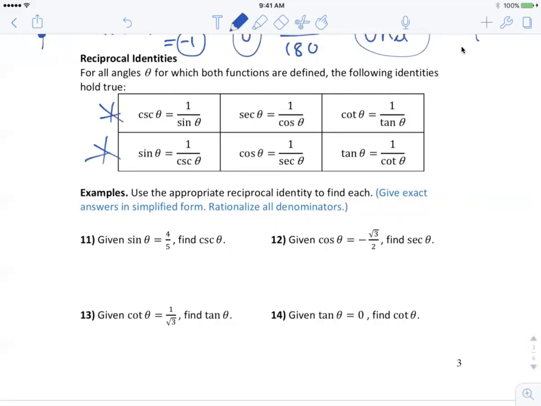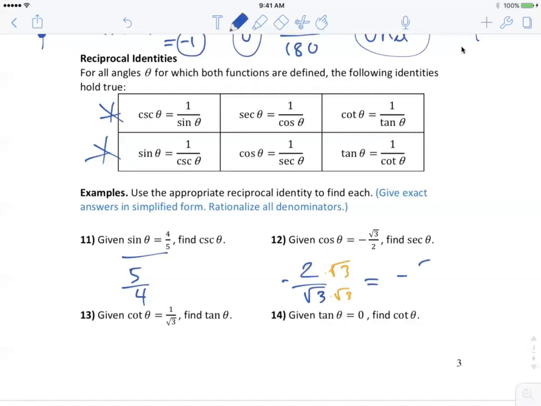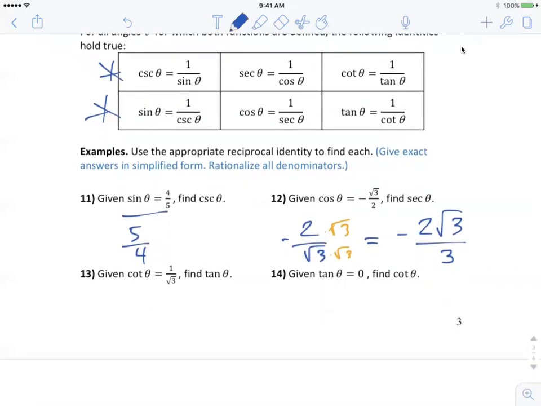So if you know that the sine is 4/5, you can find the cosecant very easily. Just flip it over, 5/4. If the cosine is -√3/2, secant is -2/√3. This one, got to rationalize. So in the end, we'd have -2√3/3. Cotangent is 1/√3, tangent, flip it over, that's √3/1, or just √3.